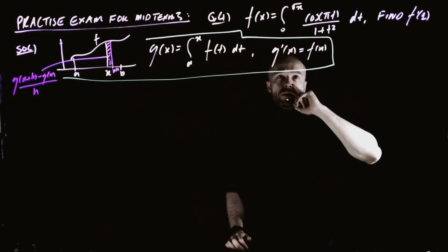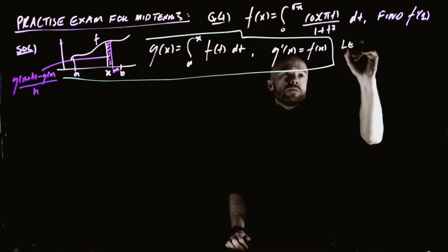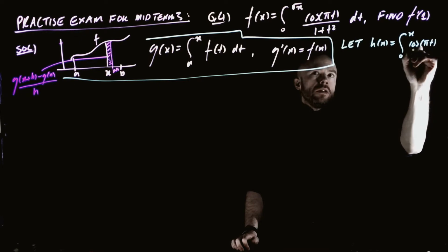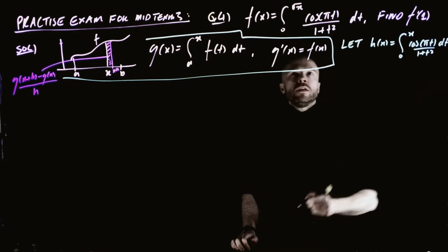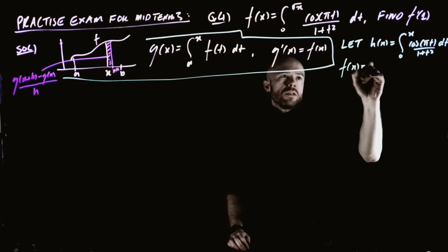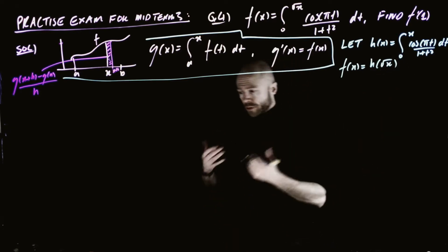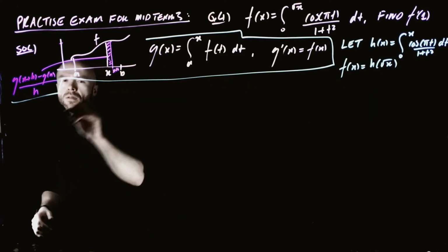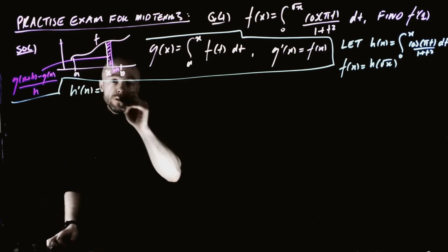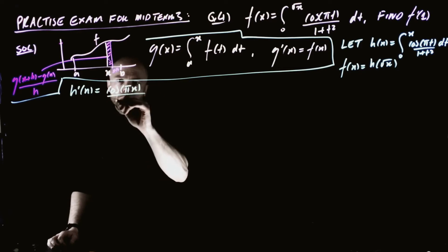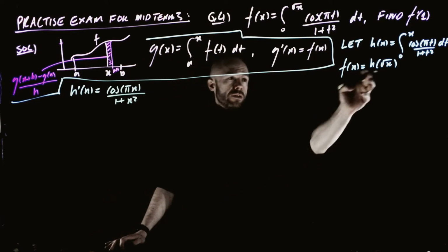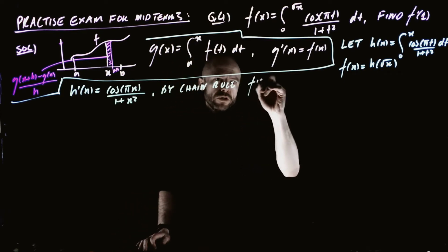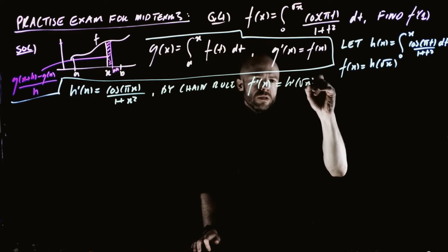So for this guy, since I used g already, let's call something h. So let h of x be the integral from 0 to x of cosine of pi t over 1 plus t squared dt. And then we see that f of x is just h of square root of x. And then you should feel pretty good because we know the derivative of h, it is just the increasing area function. So h prime is just the function in the center, right? Cosine of pi x over 1 plus x squared. And by the chain rule, if we want to differentiate f, then it's the derivative of the outer function times the derivative of the inner function.